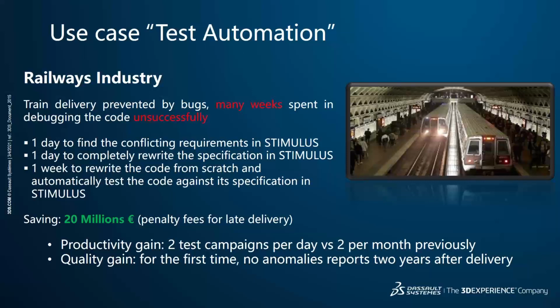But it's not because that's probably where the error is located. So in that story, a couple of days to capture the spec, simulate it, make it work properly, and then 1 week to rewrite the code from scratch. Automatically, you just saw why it was so fast, until they were able to deliver actually the New York City Metro. And they saved 20 million euros in penalties.